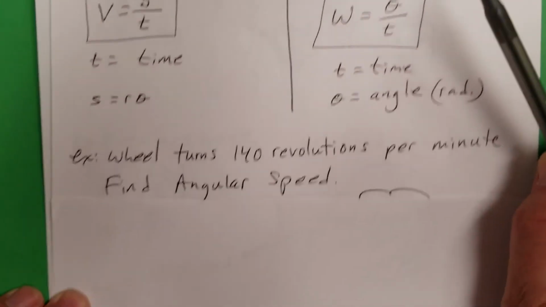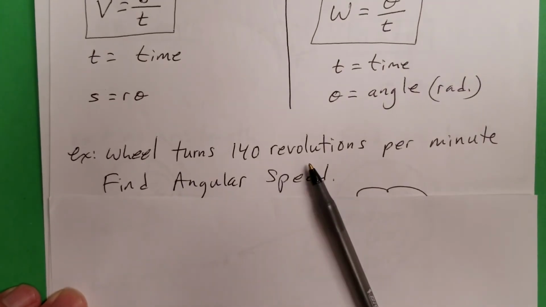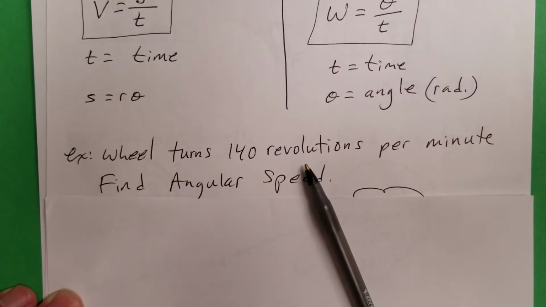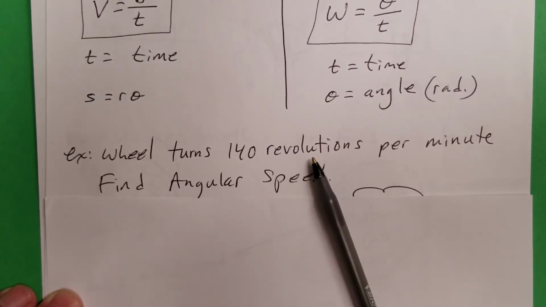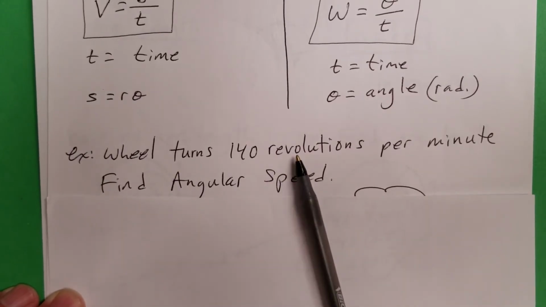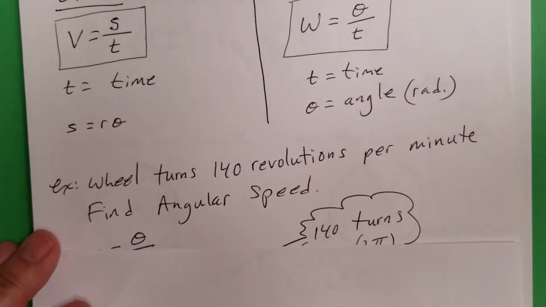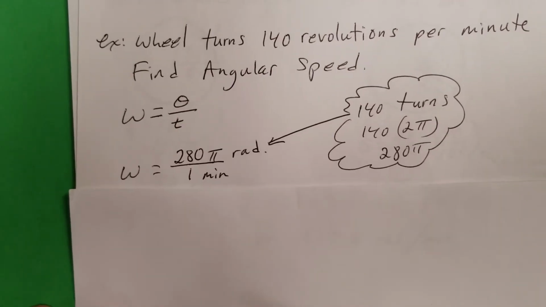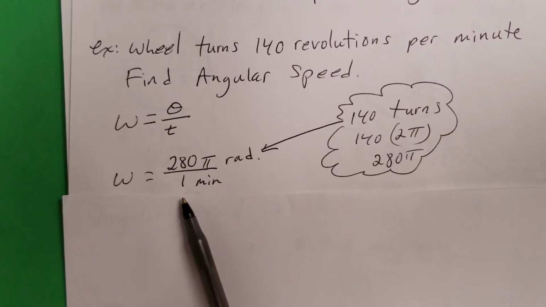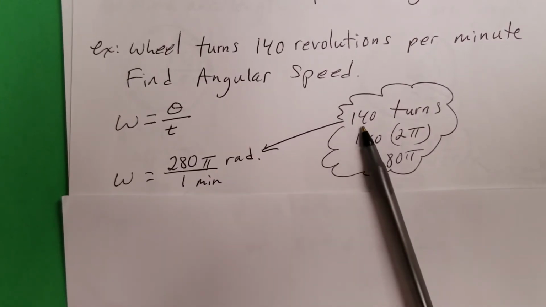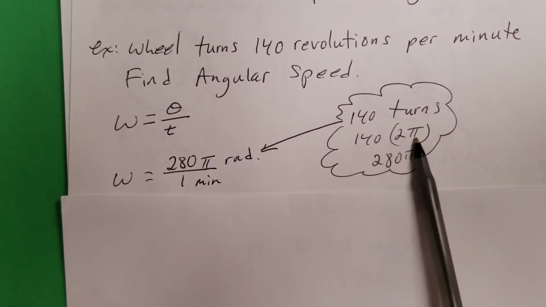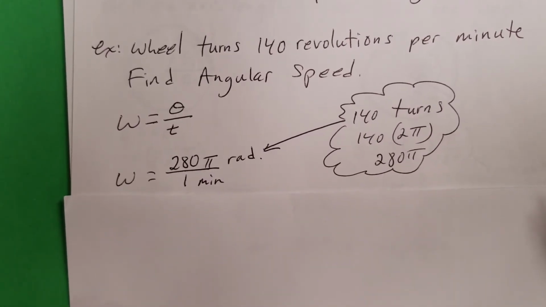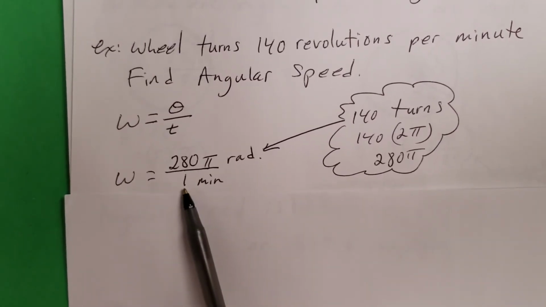Now 140 revolutions, that means 140 circles. What's the measurement of a circle? In radians it's 2 pi. In degrees it's 360, but we got to use radians. So the wheel turns 140 times 2 pi in a minute. So the angular speed is 280 pi in a minute. Where did 280 pi come from? Well, 140 turns. A turn is a circle, 2 pi, so 140 times 2 pi is 280 pi. Per minute. The time goes in the bottom.